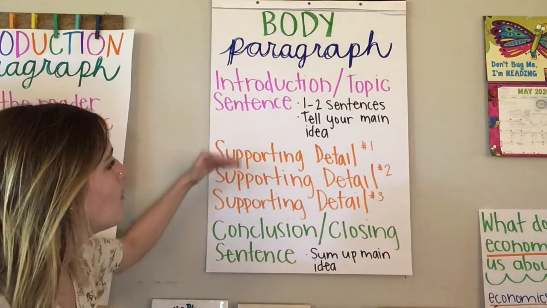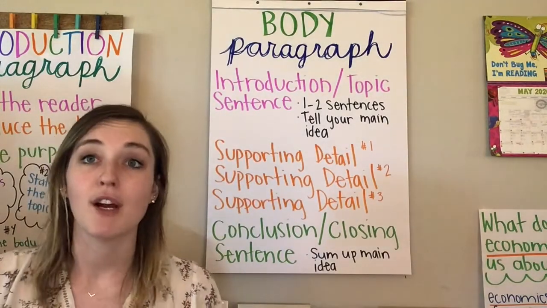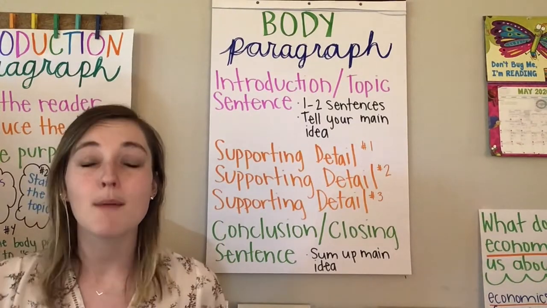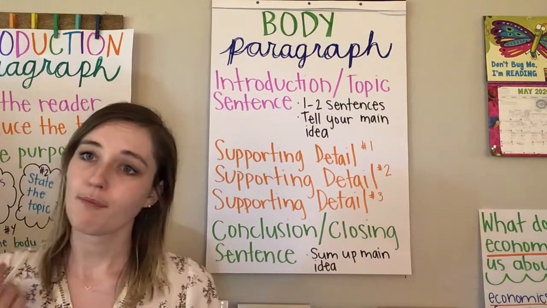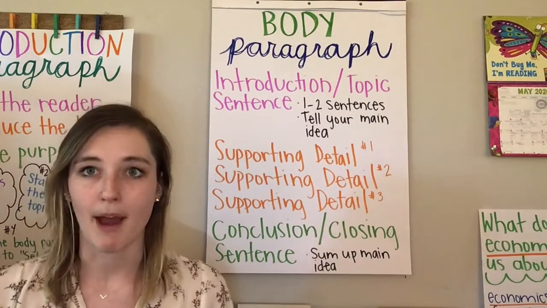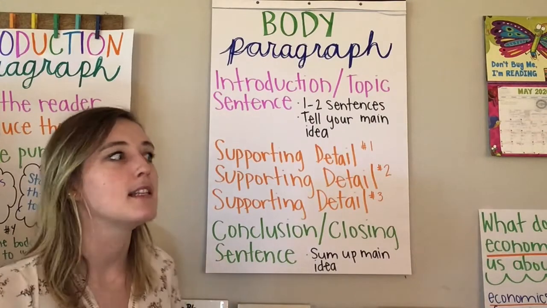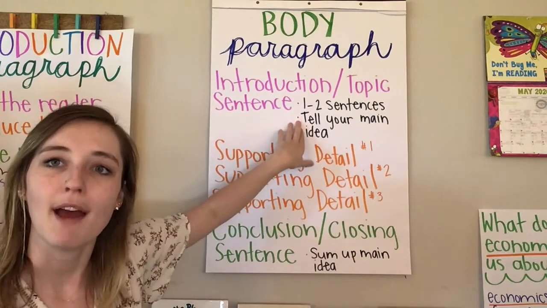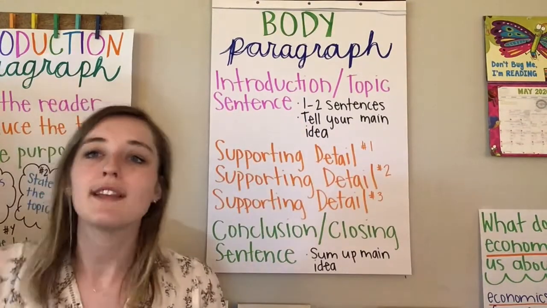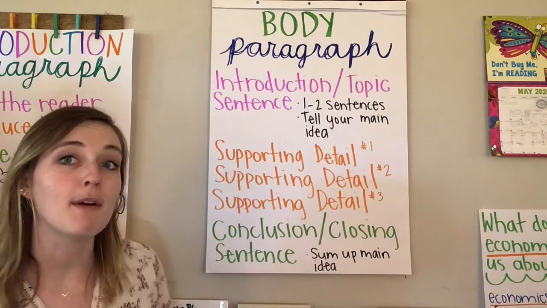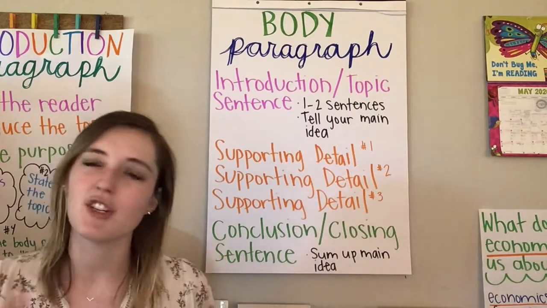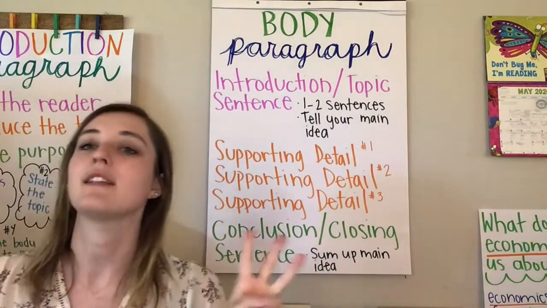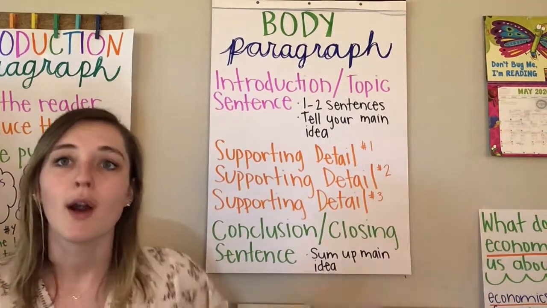Then we have supporting detail 1, 2, and 3. Typically when you're writing a body paragraph, you want about 3 details to support. This is where you talk about the thing that you're writing about. So let's say I'm writing my paragraph about math. So I introduce the main idea, which is about math, and then I do some supporting details. So what types of things did you learn in math? Maybe you talk about the centers, maybe you talk about multiplication, division. So all you're doing with the supporting detail 1, 2, and 3 is writing 3 sentences about your main idea, okay?